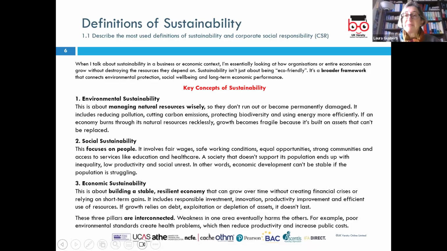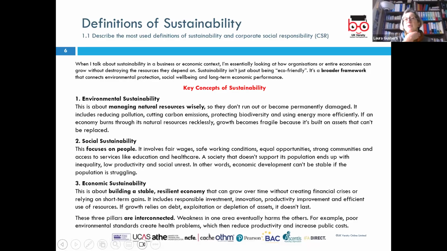explaining the key concepts of sustainability. Please let me know if there is anything you would like me to explain a little bit differently. So when we look at sustainability, we look at the three aspects, as I mentioned before. So both environmental and social sustainability are as important as economic sustainability.